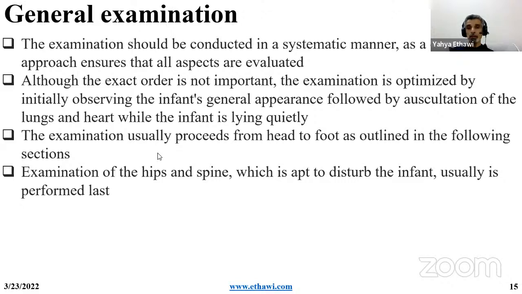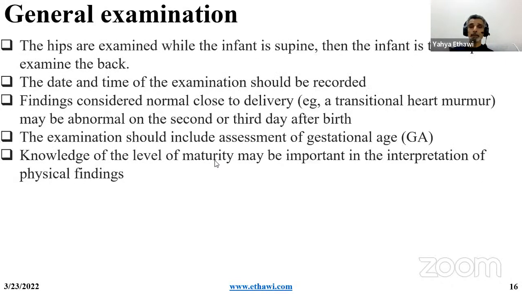Okay. So you need a system, and you need to make sure that you do the hip and the back and the skin and the spine. Okay. Hip examination has to be in supine and in the prone position. So examine the hip in 2 positions, mostly observe. The date and time of examination should be recorded. It's always good to examine the baby with their mother or father.